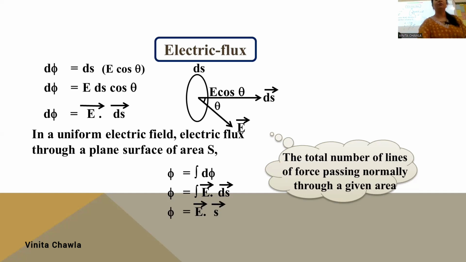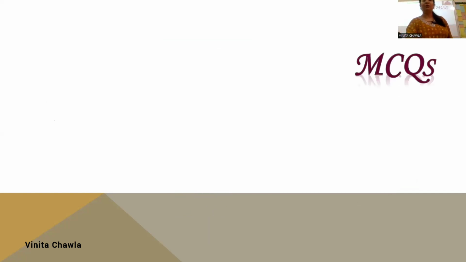So phi is equal to vector E dot vector S, or ES cos theta. Any doubt in this? No, ma'am. Okay, let's move to the next slide. So here we have MCQs.